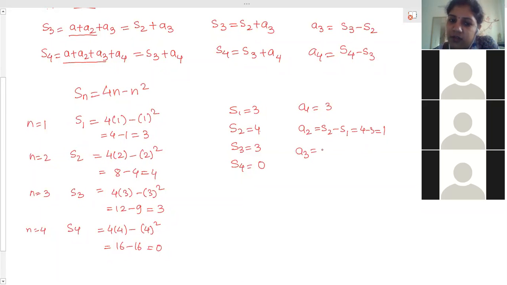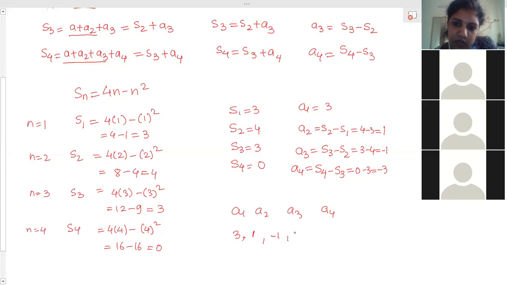Now what is A3? S3 minus S2. That is 3 minus 4, that is minus 1. What is A4 then? S4 minus the earlier term, 0 minus 3. That is minus 3. So A1, A2, A3, A4 we got. What are those? 3, 1, minus 1, minus 3, and so on. So did we get the AP?